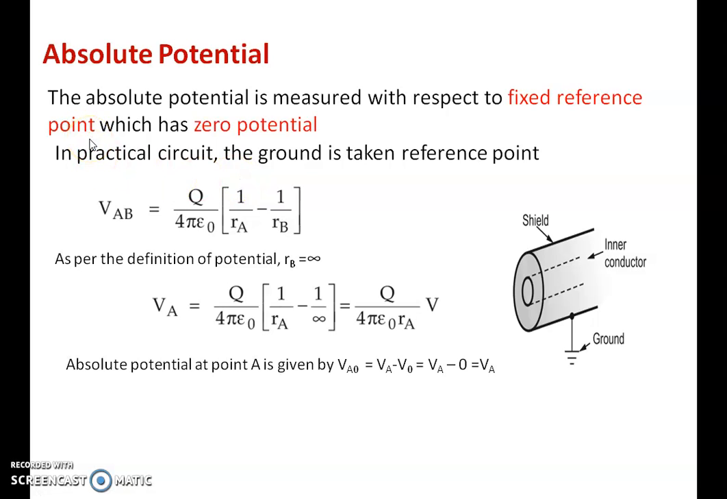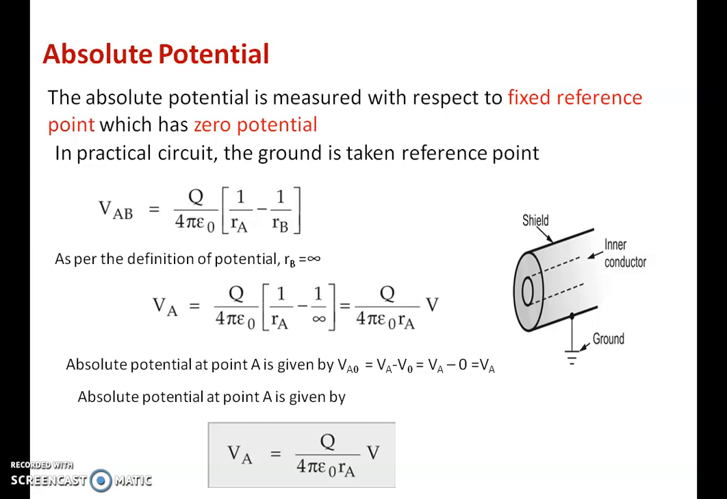The potential at A minus the potential at the reference point, that is VA minus V0, is equal to VA minus 0, because V0 is 0, since the fixed reference point has zero potential. So VA minus 0 is equal to VA. So I can write the absolute potential at point A as the potential at that particular point, that is VA, which is equal to Q by 4 pi epsilon naught into RA.